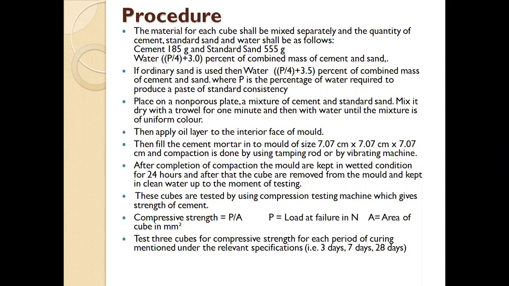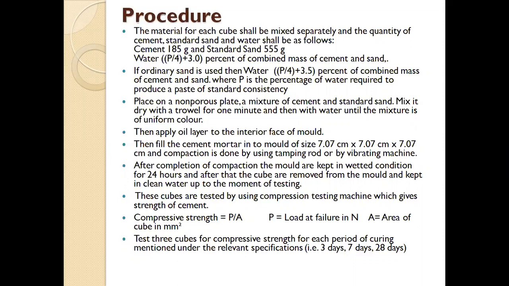These cubes are tested by using the compressive testing machine, that is CTM, which gives the strength of the cement. Compressive strength is equal to P upon A. P is equal to load at failure in Newton. A is equal to area of cube in mm square. Test 3 cubes for compressive strength for each period of curing, that is for 3 days, 7 days, 28 days.